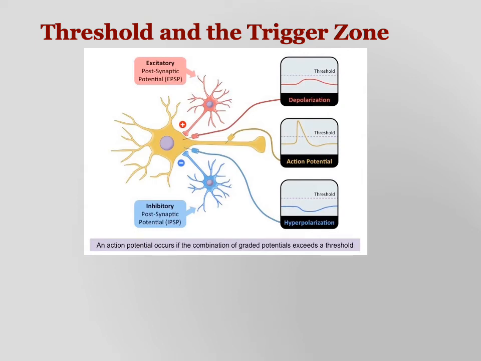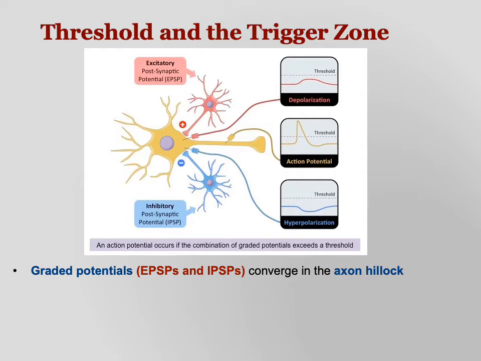We've talked about resting membrane potentials, we've talked about EPSPs, IPSPs, we've talked about threshold. Let's put it all together and see how action potentials come about. So notice we have graded potentials, EPSPs and IPSPs are all going to converge in the axon hillock.